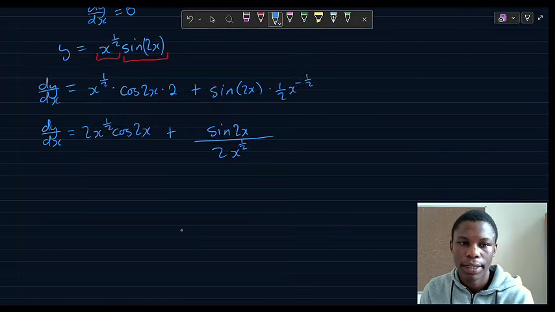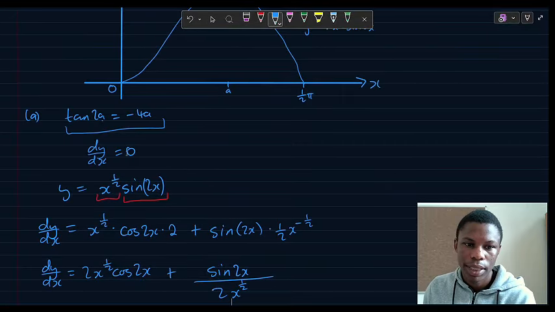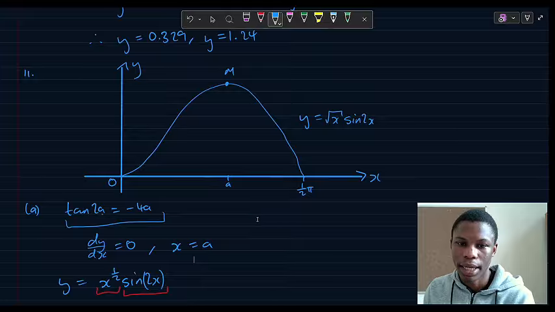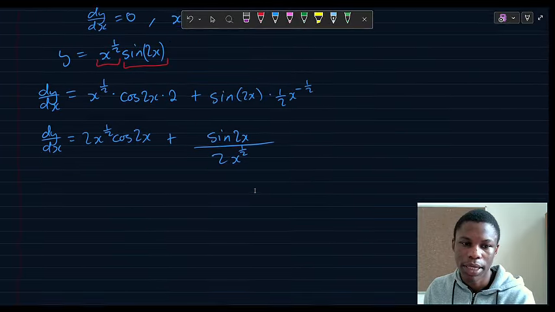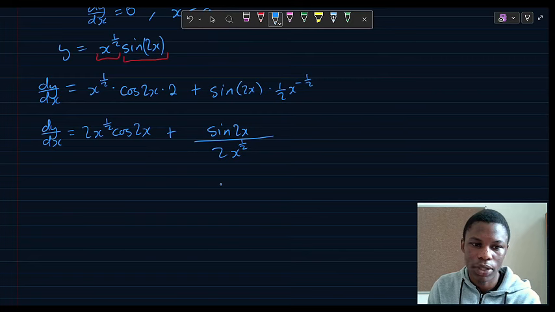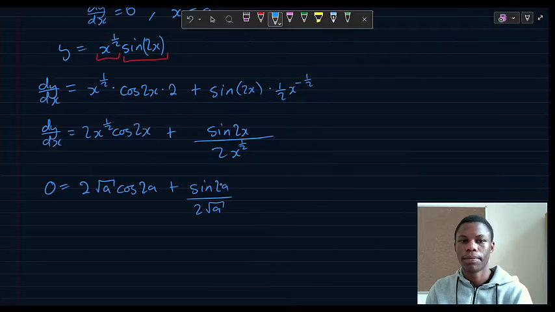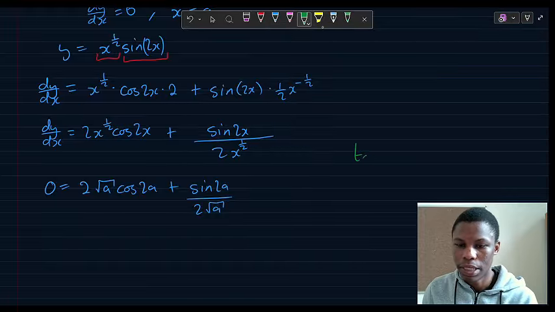Okay, and we know that we are interested in the stationary point, so when dy/dx is 0, we also know that our x is going to be a, right? This point here, x is going to be a. So we can replace dy/dx with 0, and we can replace x with a. So 0 is going to be 2, I'll now bring back the root sign, so I'll write root a instead, and cos of 2a plus sine 2a over 2 root a.